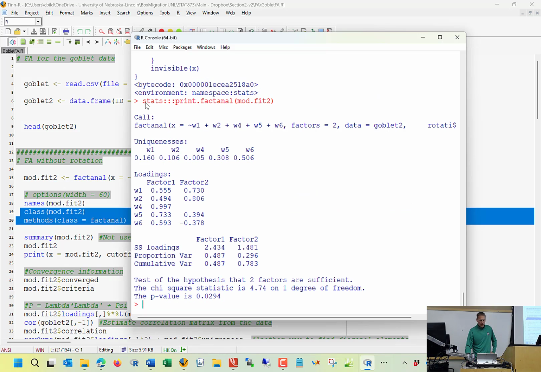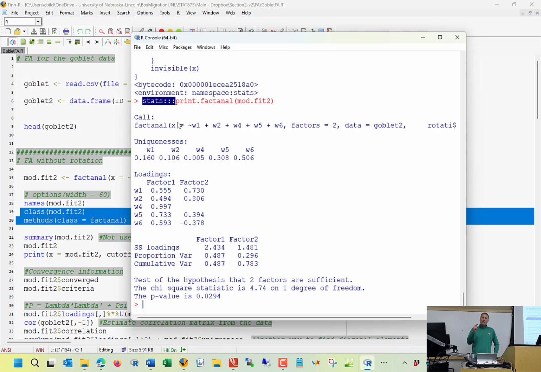Okay, so there's a little bit of a trick here. And most people don't see this, or haven't seen this, I bet. The factanal function actually exists in the stats package. And so because of that, you would expect corresponding method functions to also exist in that same package.